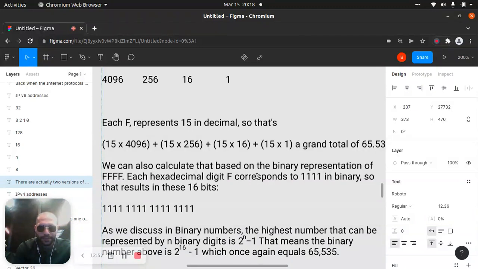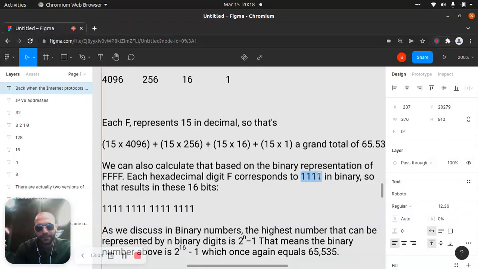We can also calculate that based on the binary representation of FFFF. Each hexadecimal digit F corresponds to 1111. Look, it will be 16 bits in binary for FFFF. Remember, for 8 bits we said 11111111, and for 16 bits it will be 1111 per digit, four digits, not three.